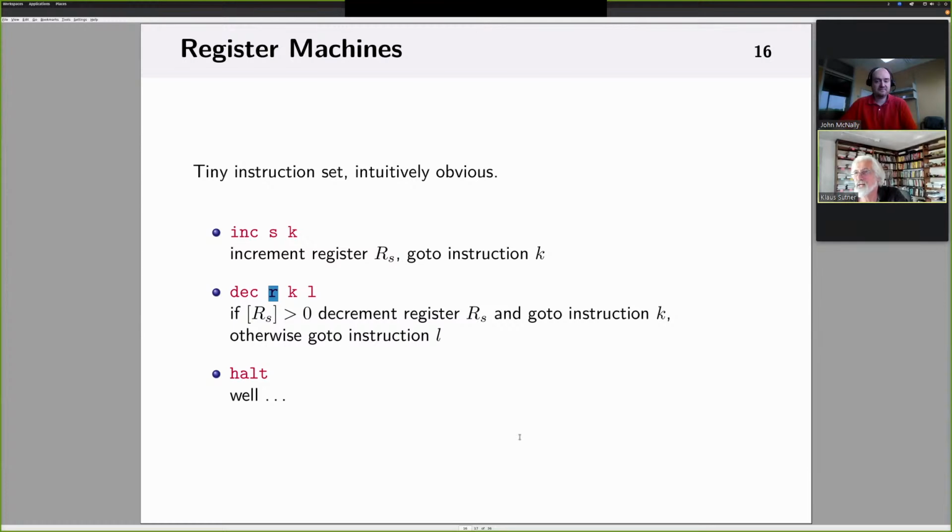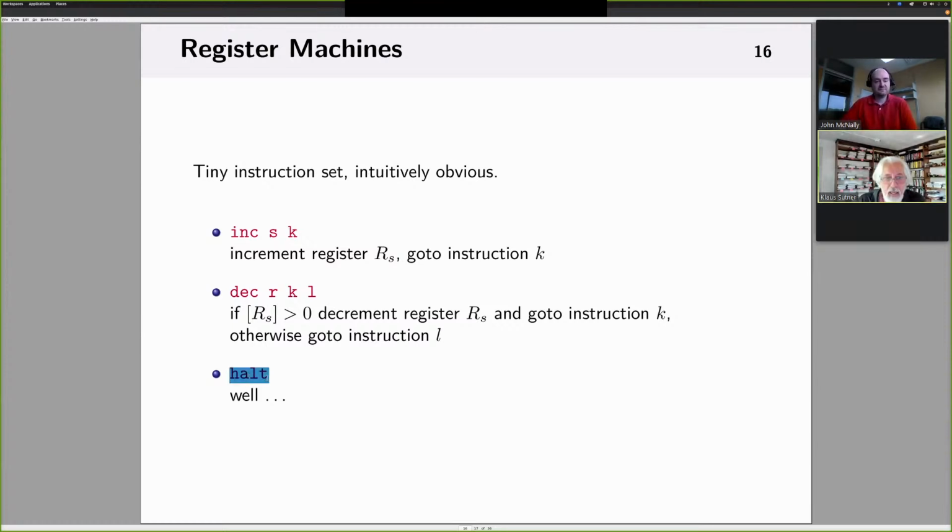Can you morph it automatically? So you look at the register, you check whether it's currently positive or not. If it is, you decrement it. And if not, you do nothing because we only use natural numbers here. And depending on whether the thing was 0 or not, you continue execution in line K or you continue execution in line N. So that's the second instruction. And then the last one is halt.